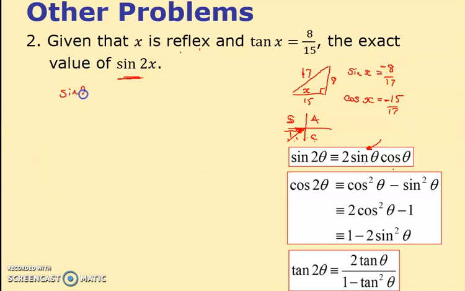Sine 2x then. I don't think it actually matters. 2 sine x cos x. And the sine x we just said is minus 8/17. And the cos x is minus 15/17.